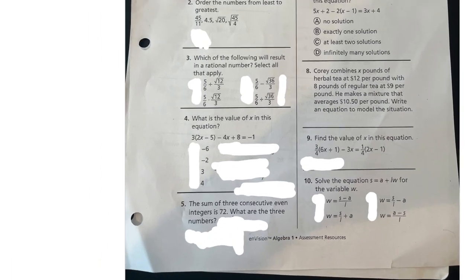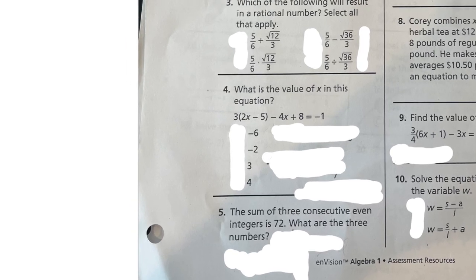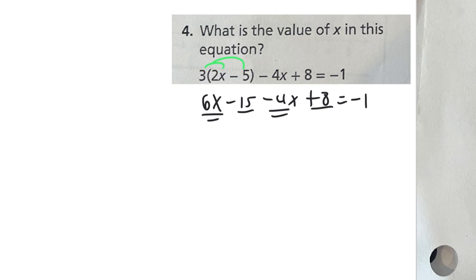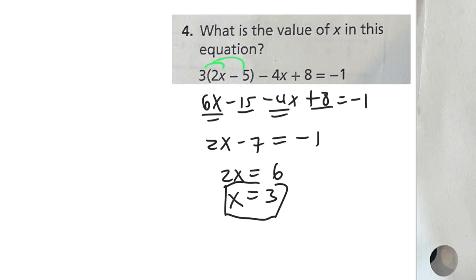Looking at number 4, what is the value of x in this equation? Straightforward algebra, which is nice. Distributing this would be a good idea. So 3 times 2x is 6x, 3 times negative 5 is negative 15, minus 4x plus 8 equals negative 1. We have a like term here, double underline. We have a like term here and here, single underline. 6x minus 4x is 2x, negative 15 plus 8 is negative 7, equals negative 1. Adding 7 to both sides gives us 6 over here. Dividing both sides by 2 gives us 3. So that is the answer.